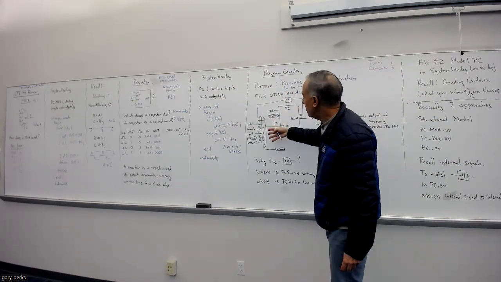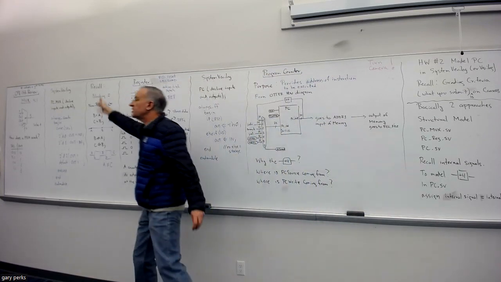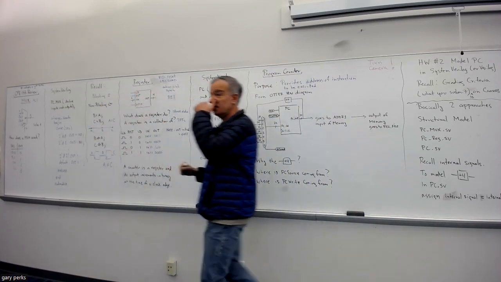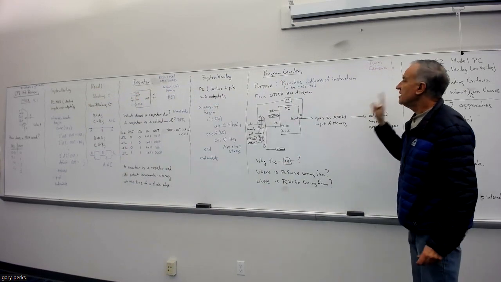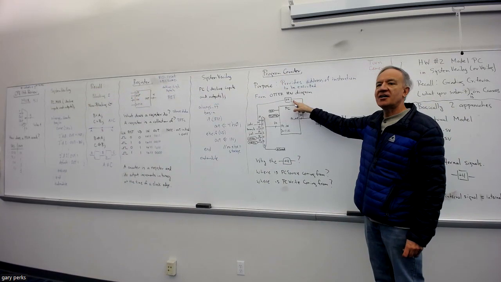Now it has a mux also, and the code you need to model that mux will look a lot like this. Now there's this block, this +4 block.